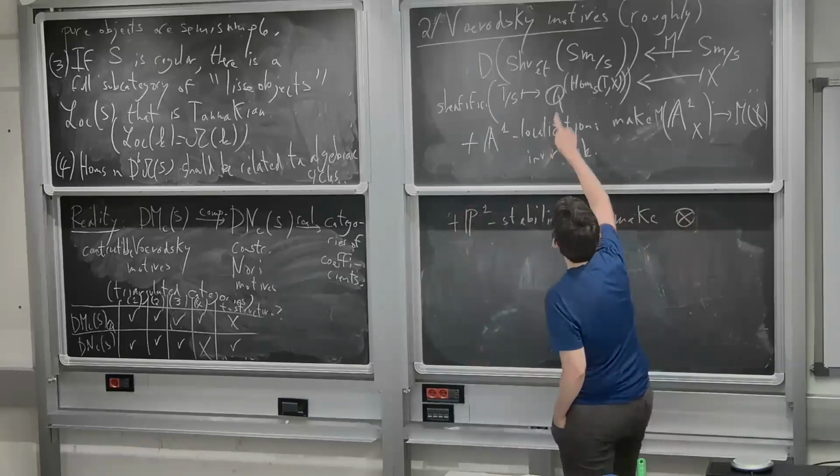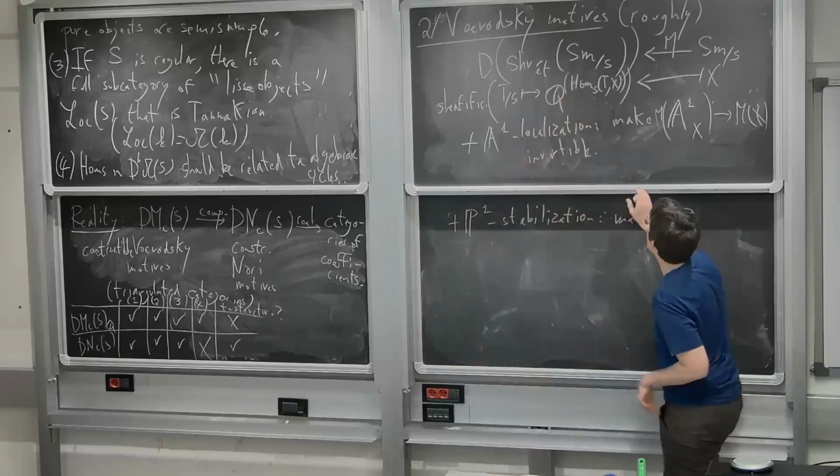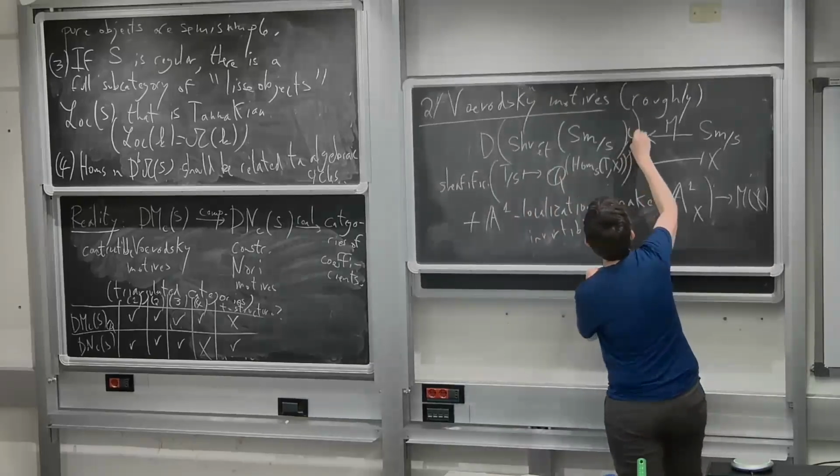This category has a tensor product, which is just the usual tensor product of sheaves. And I should have said rational.